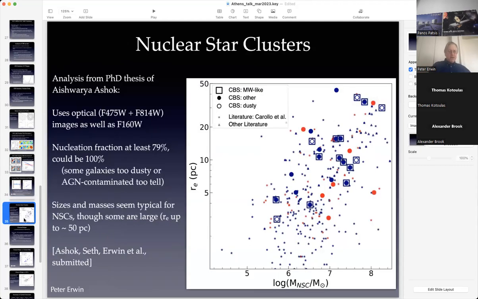Let me skip over the nuclear star clusters, although this just shows you a size-mass relation for nuclear star clusters. The little points are from the literature. The big points, circles and squares, are from our analysis as part of Aishwarya Ashok's PhD thesis. And basically what we're finding is that they look like nuclear star clusters in other galaxies, which is kind of reassuring.